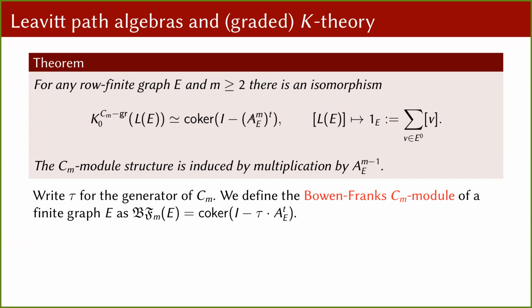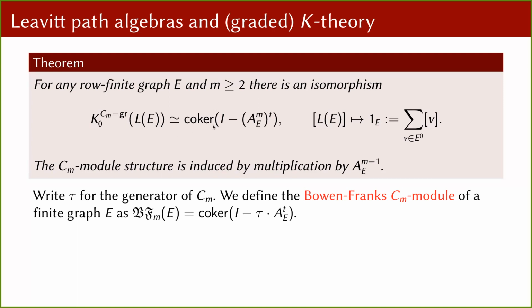Okay, so as I was saying, this gives a presentation of graded K0 of LE in terms of powers of the adjacency matrix. And the other presentation that we will use is to consider tau, the generator of the cyclic group. Then we define the Bowen-Franks Cm-module of a graph as this co-kernel here. So this matrix, the identity minus tau times the adjacency matrix, is a matrix with coefficients in the group ring of Cm, so integers and powers of tau. And this co-kernel, one shows, coincides with the co-kernel here. So these are actually two presentations of the graded K0.